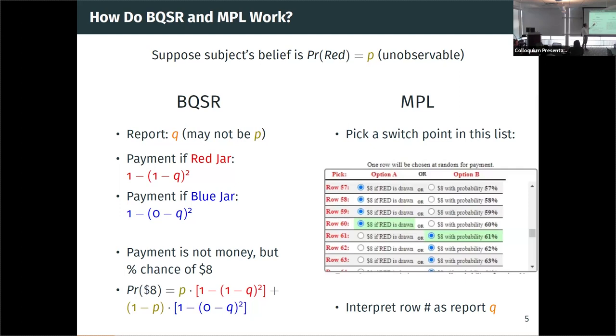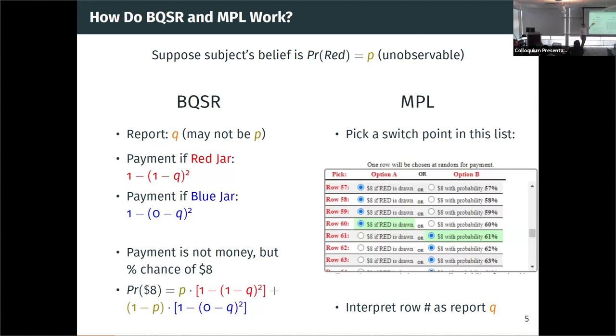So 1 minus your probability squared. If it was the blue jar, then the true probability is 0. So 0 minus q squared is your loss.